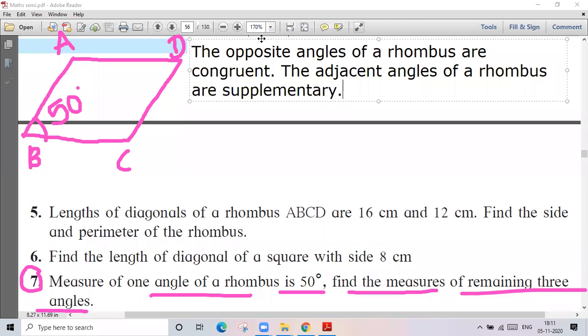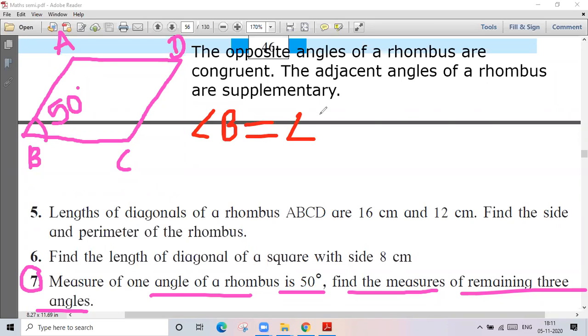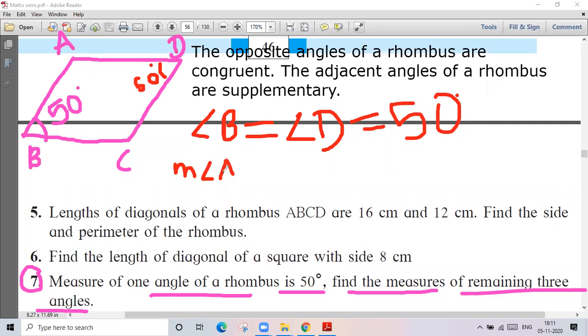let's move ahead. Angle B is equal to angle D, which is 50. You got two angles, 50 there. See, here too I got 50. Now what is A plus B? Measure angle A plus measure angle B is equal to 180, because they are supplementary angles. Their sum is 180. Right?